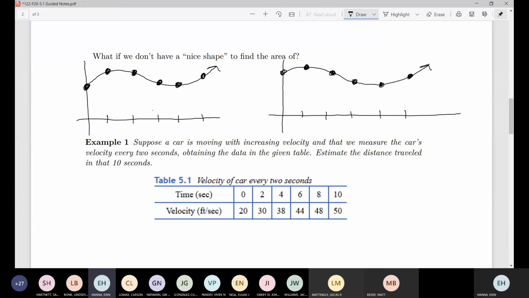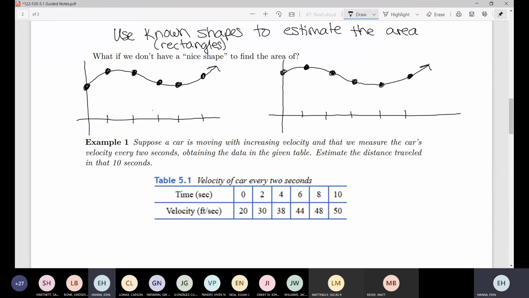So what we're going to do, I'm going to write this up here. We're going to use known shapes. In our case, we're going to use rectangles. In some situations where you talk about this a bit more, you can get into different shapes, specifically trapezoids. But, meh. So we're going to use known shapes to estimate the area. Essentially, we're just going to talk about what we're going to do, and then on Friday we'll see an actual example of how we're going to do it.